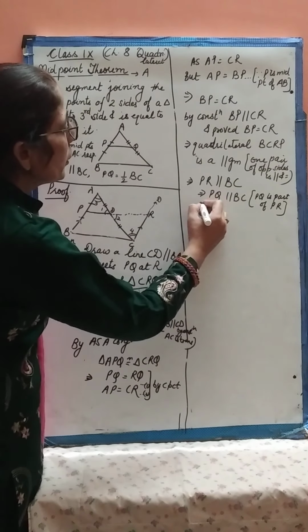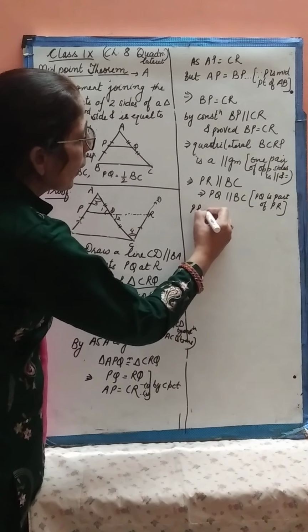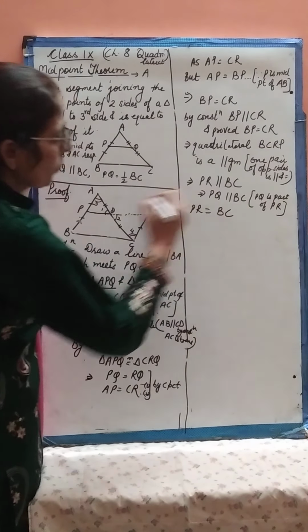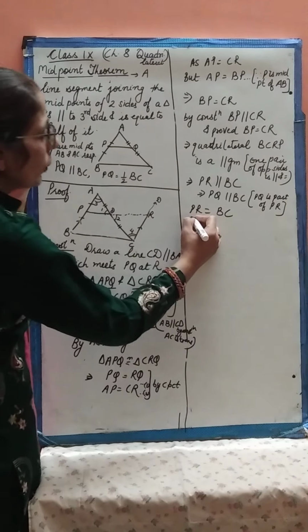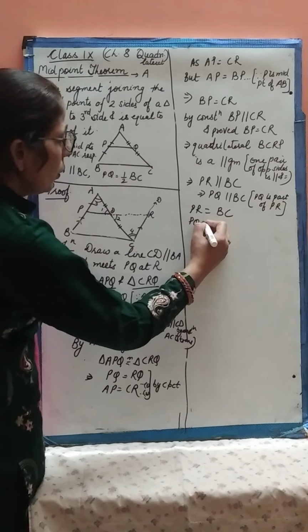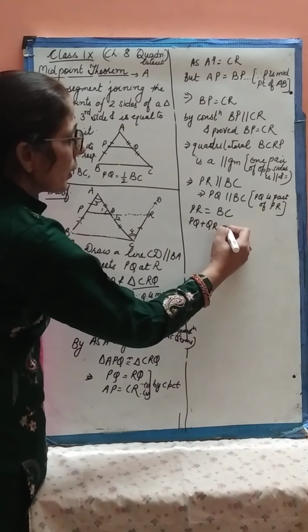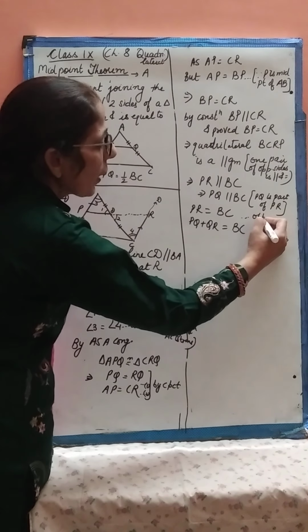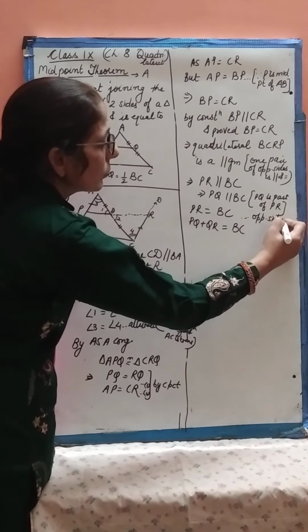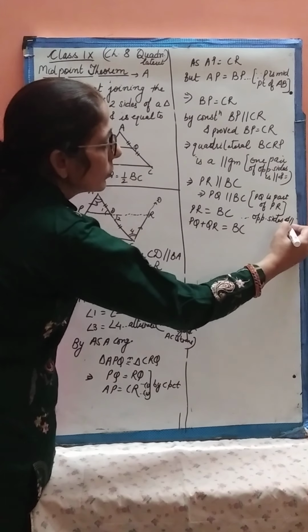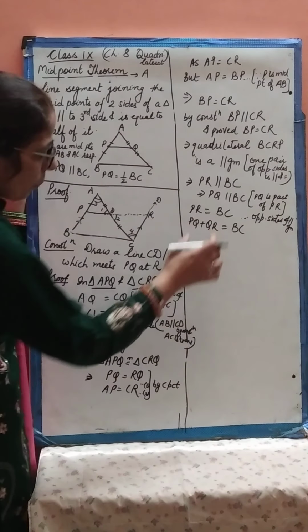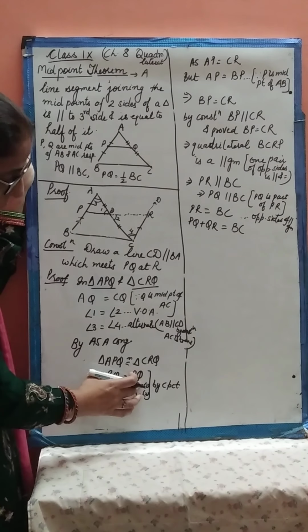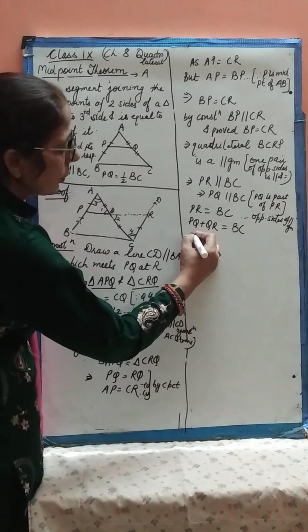PR is parallel to BC, and we can say PR is also equal to BC. PR is equal to PQ plus QR is equal to BC. Why? These are the opposite sides of a parallelogram, no? PQ plus QR. And now see from equation 1.